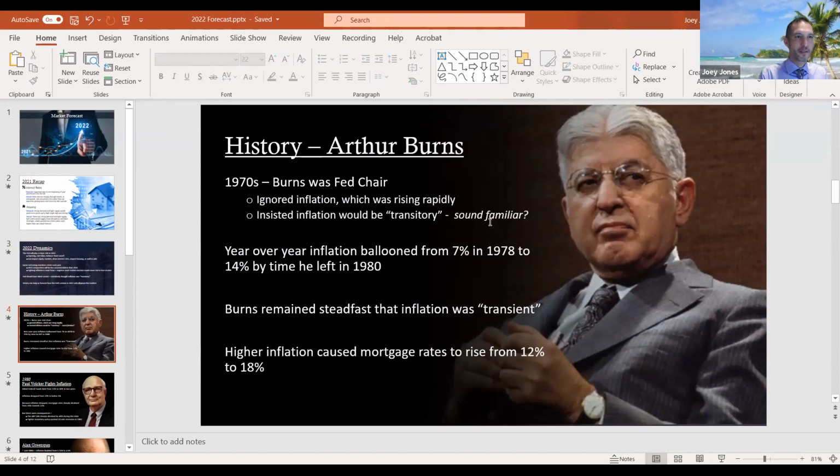All right, this is a history of previous Fed chairs. Arthur Burns in the 70s, he was the Fed chair. He ignored inflation, had massive rises, called it transitory. Again, sound familiar? They went from 7% to 14% in the 2 years he was there. That's insane. And he just basically was like, nah, it's not a thing. We're not doing it. And that's when rates went from 12 to 18%.